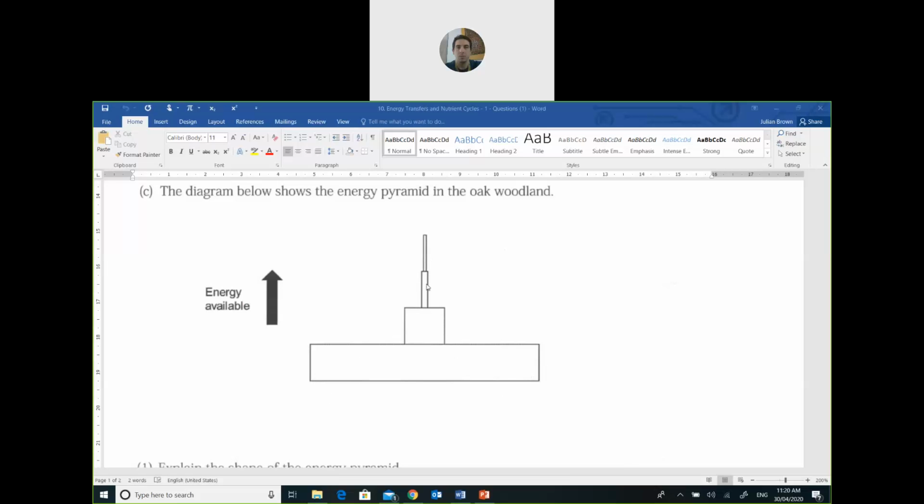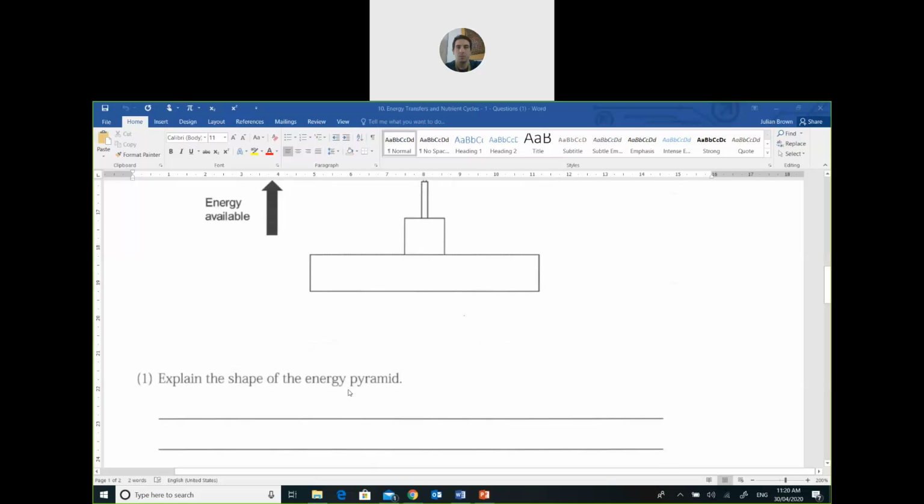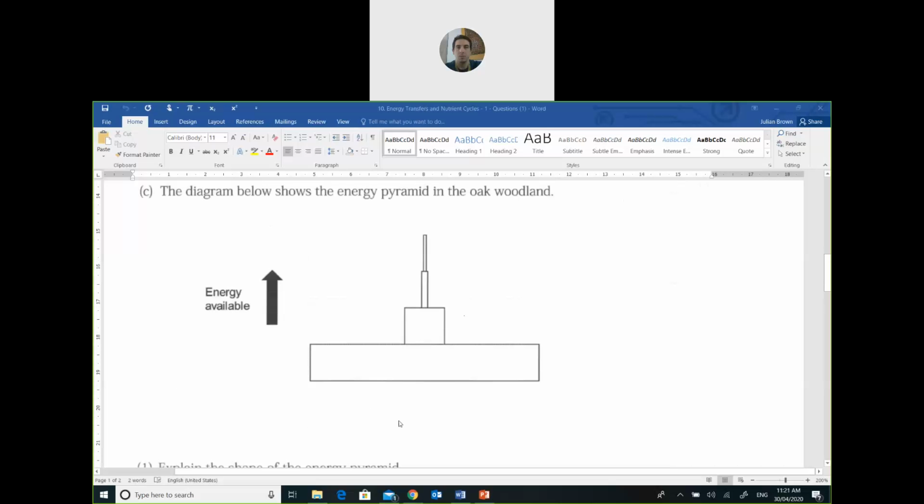And you'll notice that at each level, we're losing about 90% of the amount of energy available, and that's represented by the width or the area of the level as you go up. So explain the shape of the energy pyramid. Well, I sort of just did. As we go up the energy pyramid, we are losing energy, and therefore each of the shapes at each level represents the amount of energy available. And you can see we're losing about 90% of a very large portion of the energy as we go up the energy pyramid there.